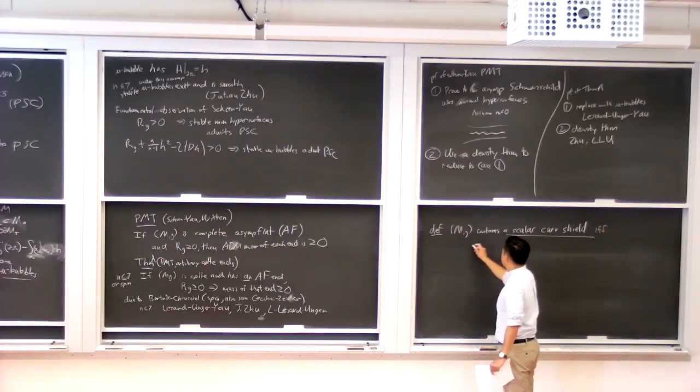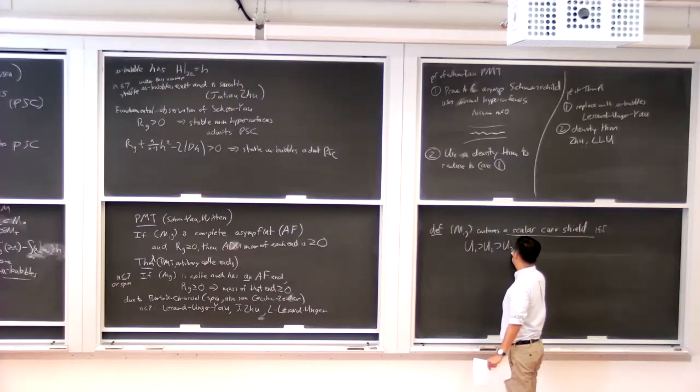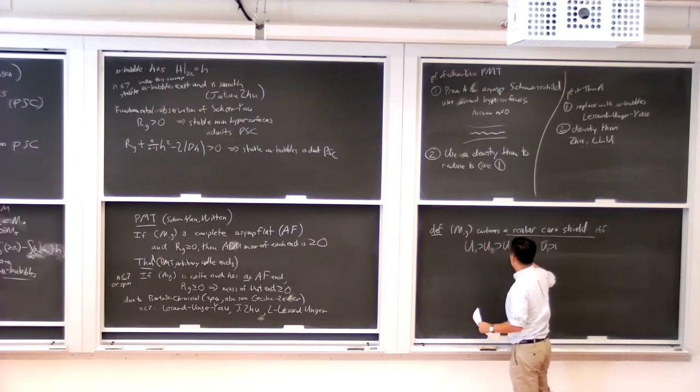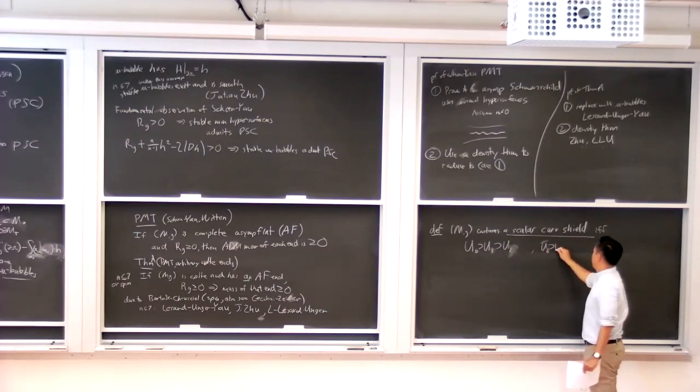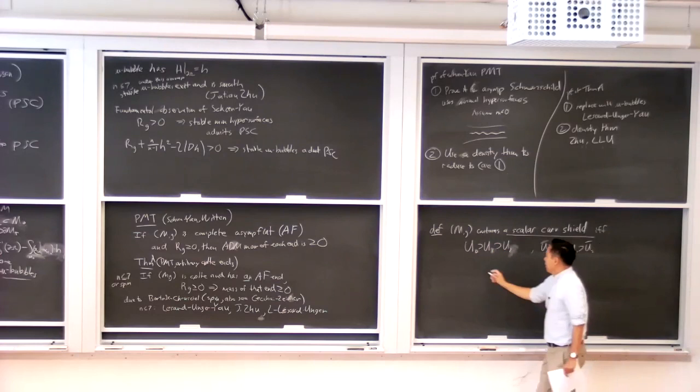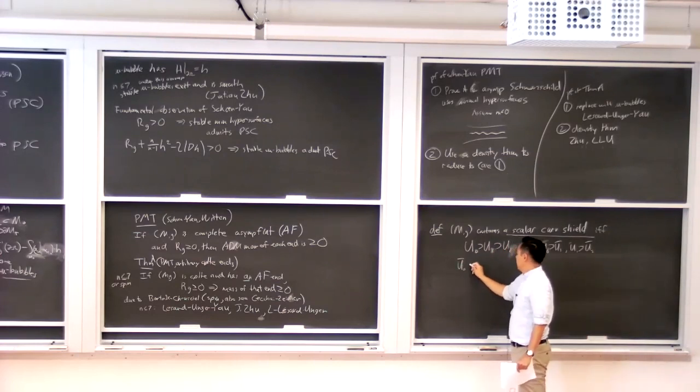So the shield should be thought of as a sequence of three nested open sets, such that you can get the closure of each one sitting inside the next. U0, U1, and U2. So U0 contains the closure of U1, and U1 contains the closure of U2. And I want to say that the closure of this in M is complete.